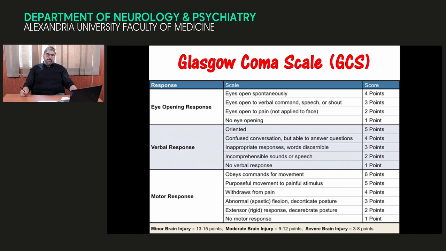Same applies for verbal response. If the patient is oriented and communicating, it gives the full score of 5. If the patient is conversing but in a confused state, still able to answer the questions but in a slow or confusional form, it gives 4. If the patient gives inappropriate words or inappropriate responses, it gives 3.